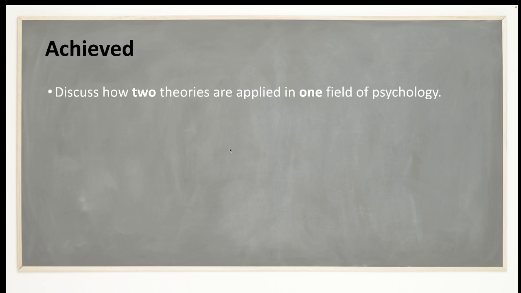Alrighty, so if you're aiming for an achieved, you have to discuss how 2 theories are applied in one field of psychology. This is different to level 2 if you did this internal last year. Pretty simple, so explain what 2 theories are and how they've been used in one field of psychology. Fields of psychology could be educational or clinical.